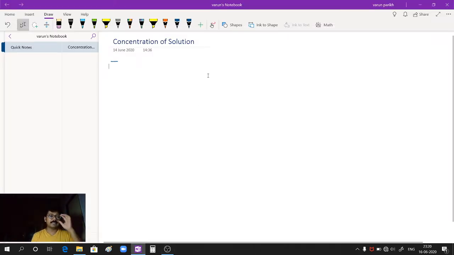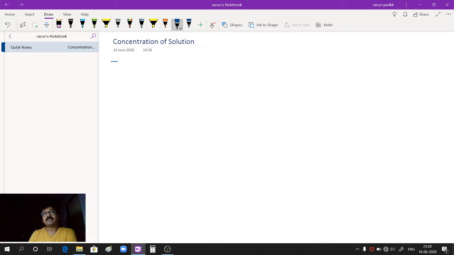Hello everyone. Let's understand the very basic topic of chemistry, specifically solutions and stoichiometric calculation. Chapter number one. It comes after stoichiometric calculation, and the title is concentration of solution. You know, there are different kinds of concentration expressions, and let's see what this is all about.